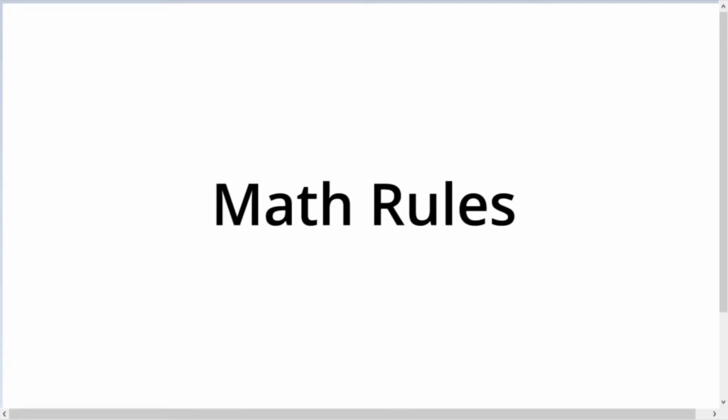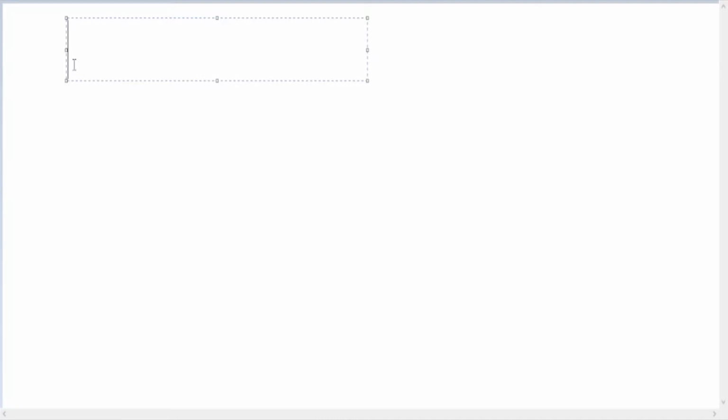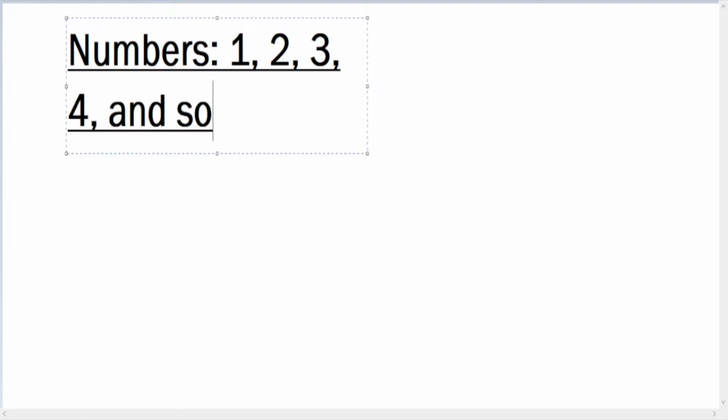So math means that you have numbers, okay, so numbers and the operations that we can do in action. For example, we're going to set numbers. Okay, so your numbers are 1, 2, 3, 4, and so on, and numbers like 5, 6, 7, 8, etc.